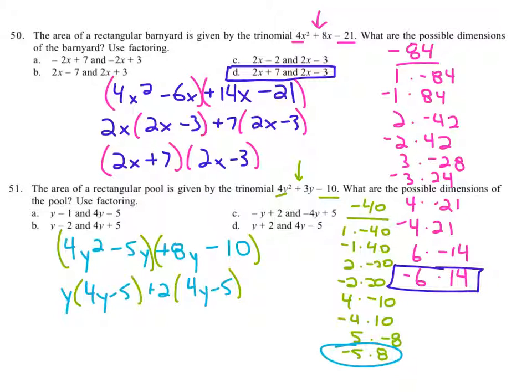So we take the things that we factored out, y plus 2, as the first binomial, and 4y minus 5, what was left in each one, as the second. And that becomes our answer. So where can we find that answer? y plus 2 times 4y minus 5, that's answer D.